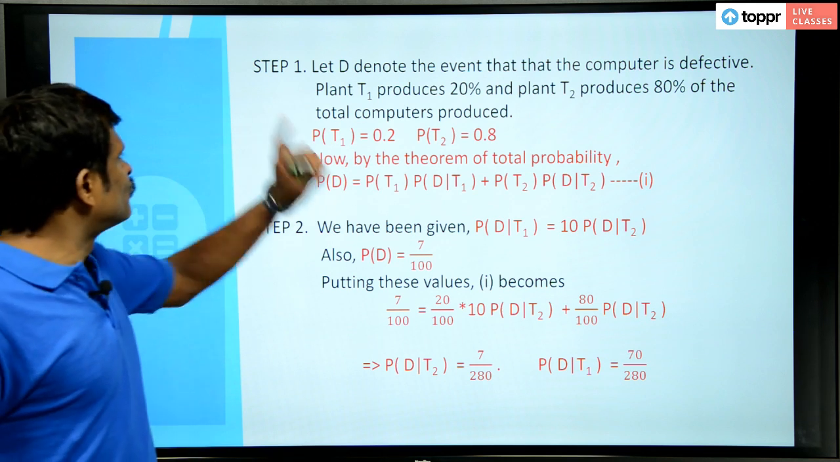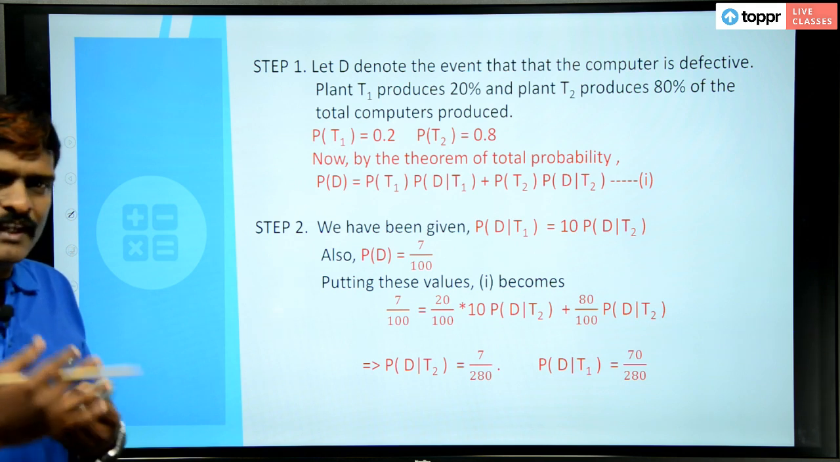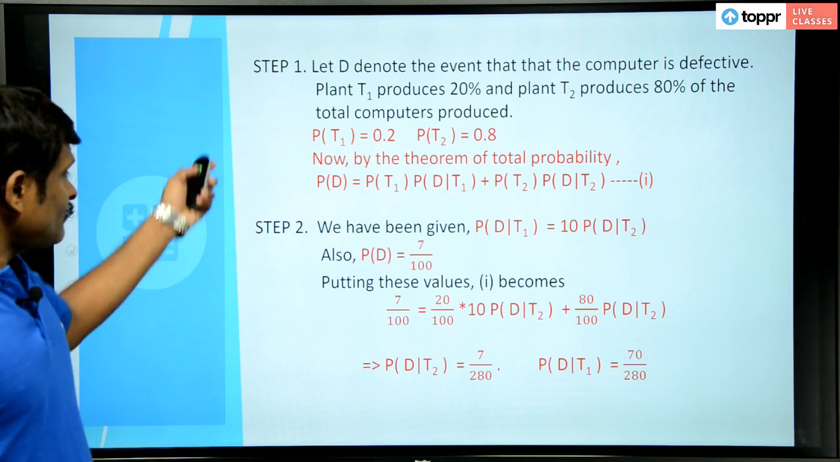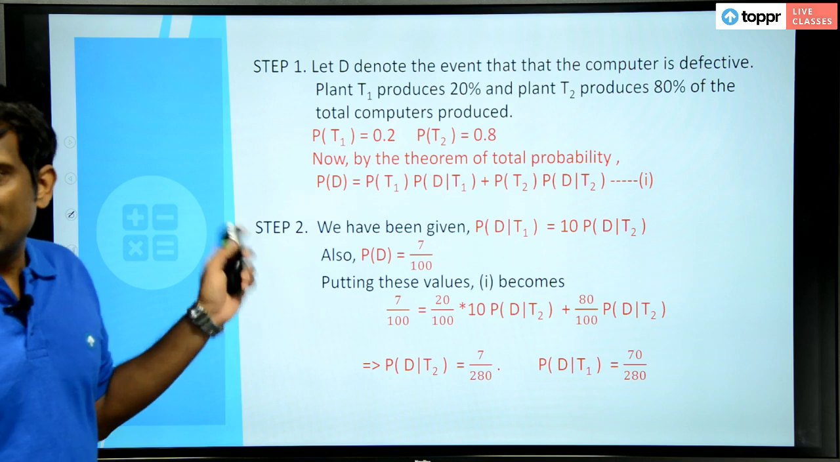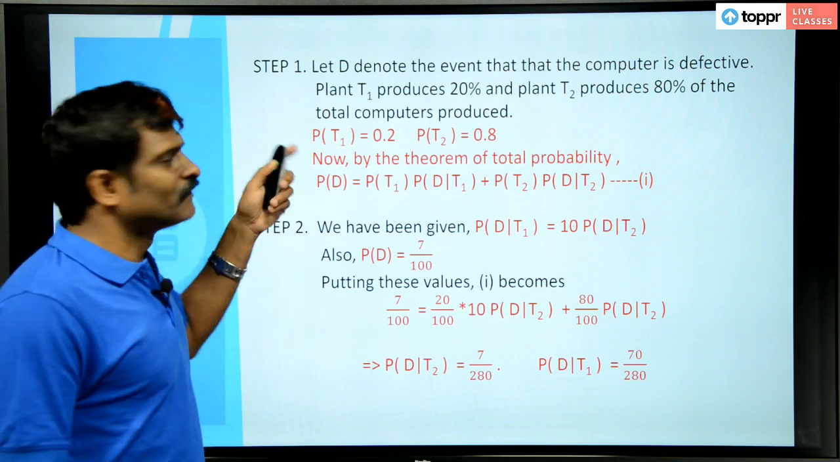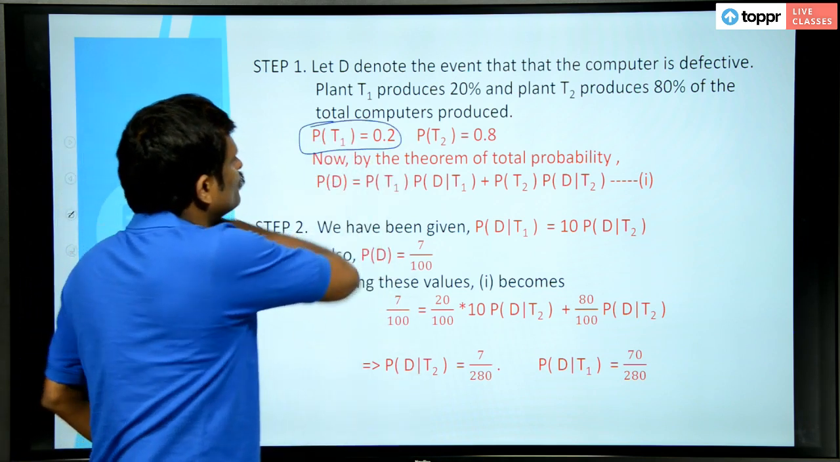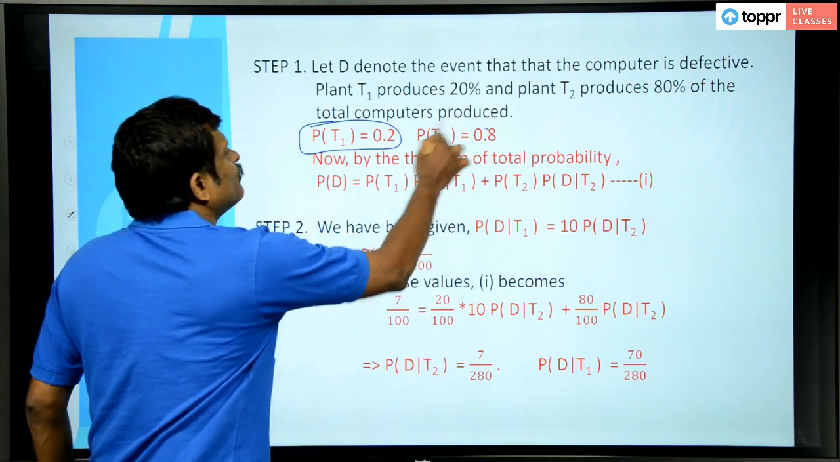So, what we are trying to do here is let D denote the event that the computer is defective. So, I am naming the defective event D. Plant T1 produces 20% and plant T2 produces 80% of the total computers. So, the probability of a computer being produced by plant T1 is 0.2, 20 by 100, and T2 is 0.8.